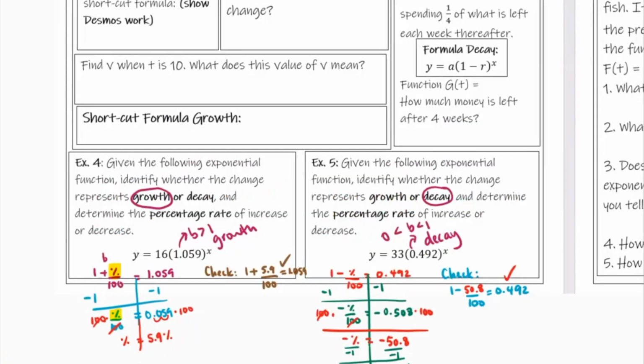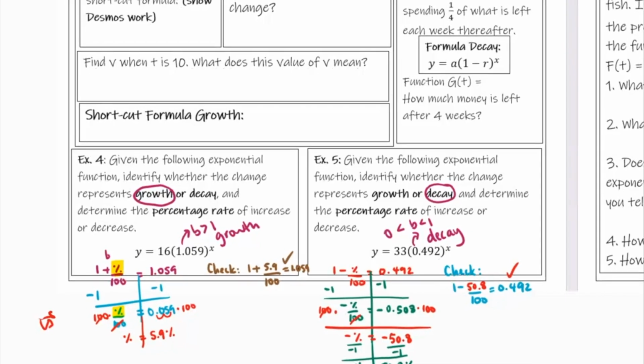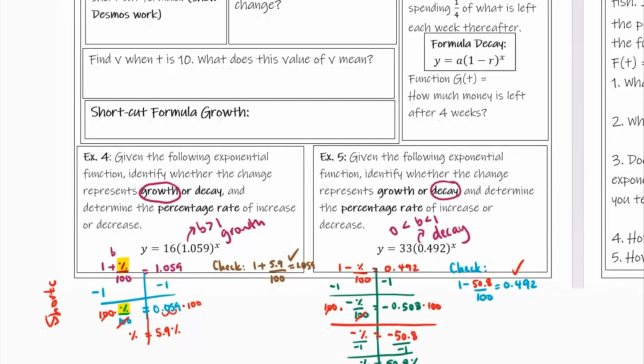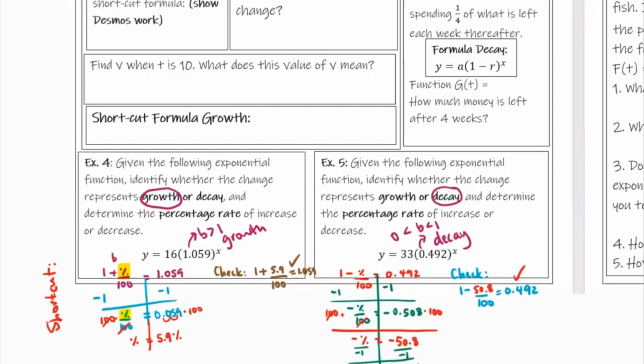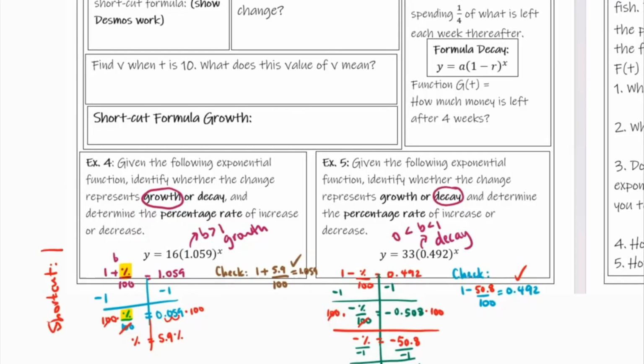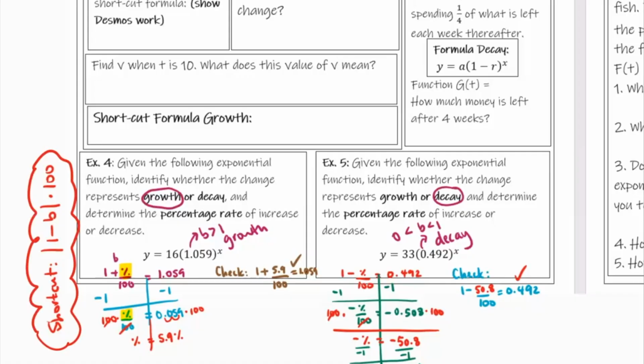All right, so that's just a quick thing as to how to do it mathematically. Now I'm going to show you the shortcut. And I'm going to write the shortcut here. And then I'm going to prove the shortcut with the two problems that we just did. So the shortcut is: take the absolute value of 1 minus b and multiply it by 100. Absolute value means take the positive.